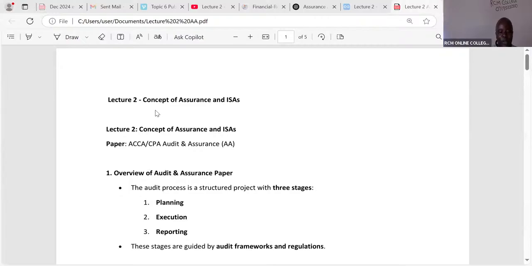So lecture 2, we are looking at the concept of assurance and ISAs. Remember, ISA stands for International Standards on Auditing. These are the standards that we use while carrying out our audit exercise. Remember, lesson number 1 introduced the paper audit and assurance, and I told you that audit and assurance is just like any project.